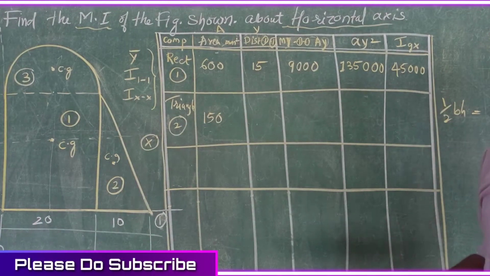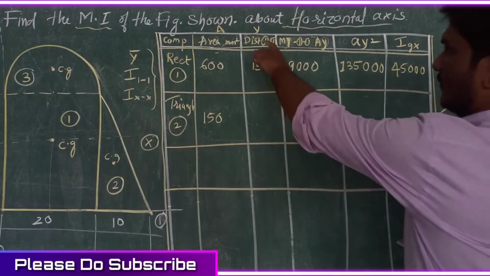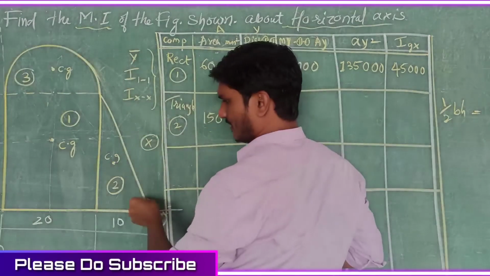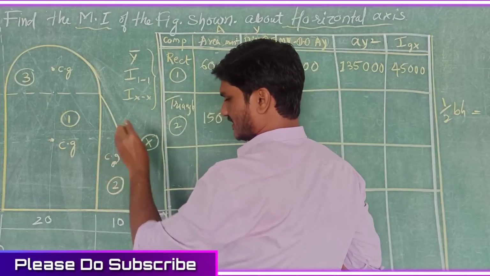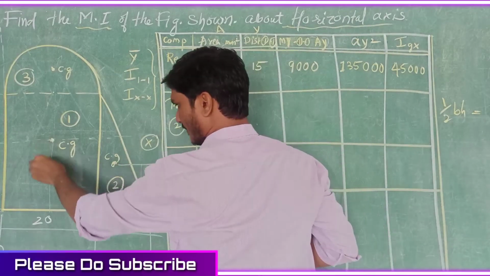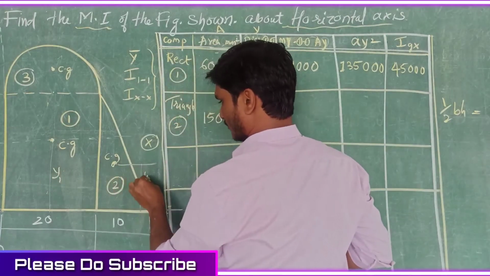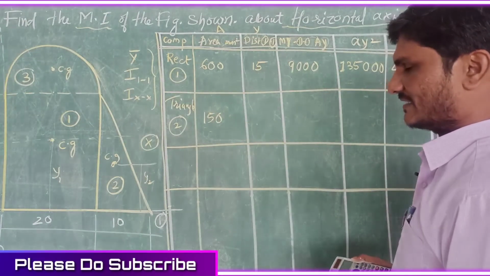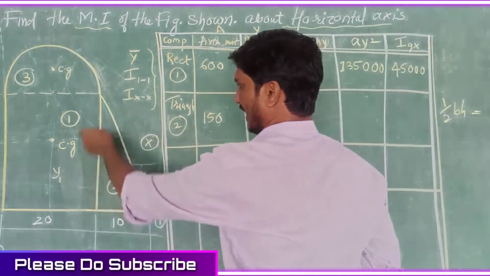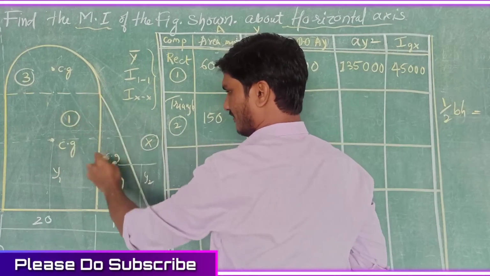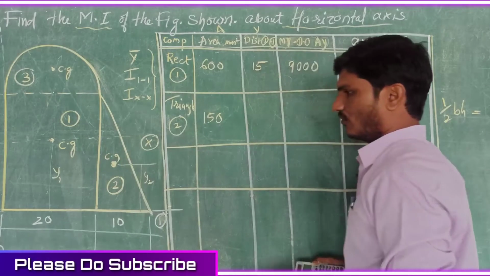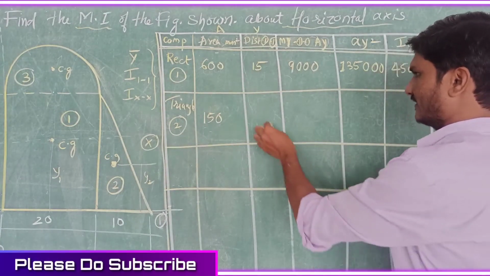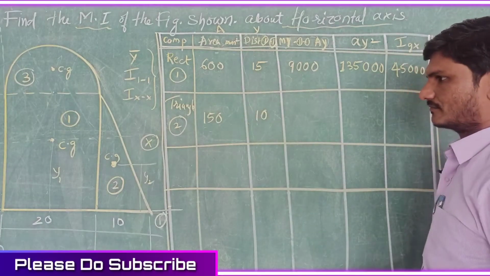Similarly, the distance from the reference line. Where will be the reference line? Again, 1 will be the reference line. From here to this is the distance. This is y1, this is y2. So what will be the y2 distance from the reference line? That is h by 3. The total height of this rectangle is 30, divided by 3, then you will get the y2 distance, that is 10 millimeter.